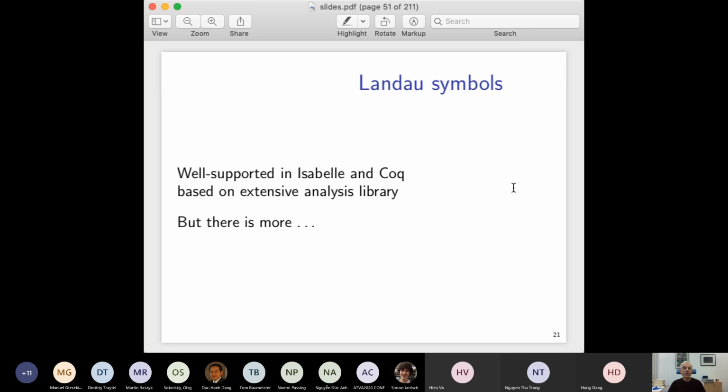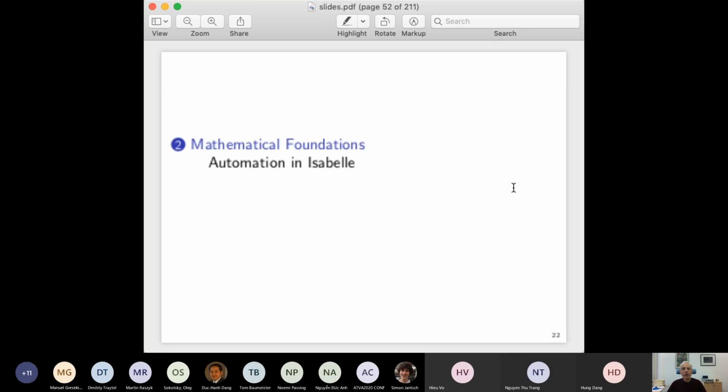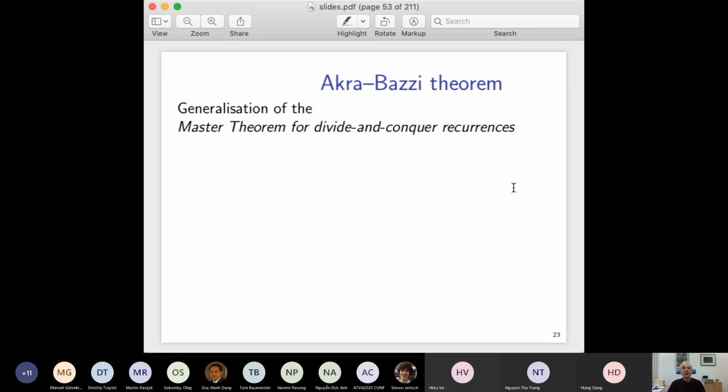But there is more. There isn't just the Landau symbols. There is also automation. So I want to show you a little bit of the automation that we have in Isabelle that makes some of the work feasible. And the automation that Eberl provides starts from the so-called Akra-Bazzi theorem, and it's a generalization of the master theorem for divide and conquer recurrences.